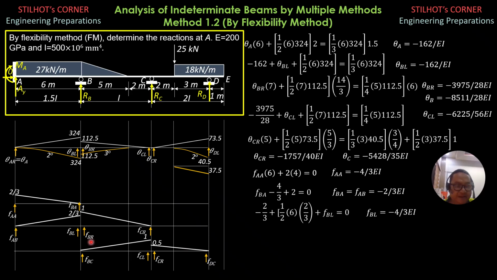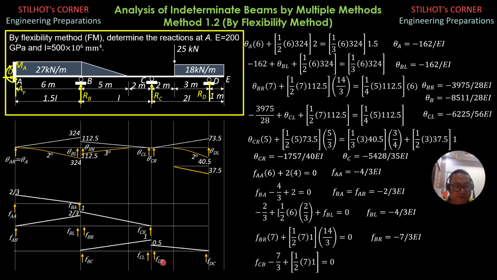Then for FB right, considering this diagram, summation of moment about C equals 0. So FB right times 7 plus 1/2 of 7 times 1 times moment arm 4/3 equals 0. So FB right is equal to negative 7 over 3 EI. Therefore, FBB is equal to negative 4/3 plus negative 7/3, so that's negative 11 over 3 EI.